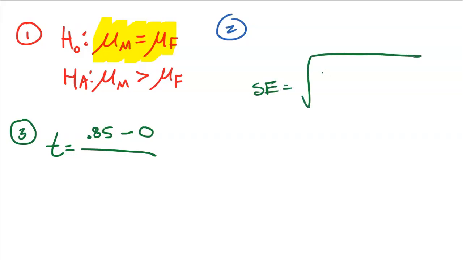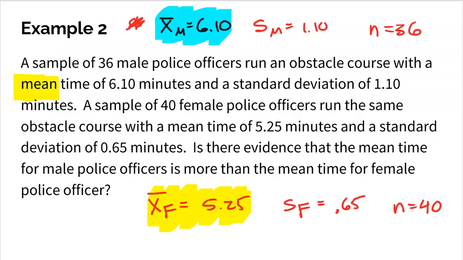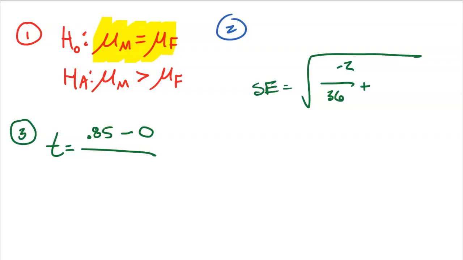It is the standard deviation for the men, 0.65 squared, divided by the sample size for the men, 36, plus the standard deviation for the females. Actually, I have that backwards. Oh my gosh. This is the importance of checking your work. Lucky I just did. The standard deviation, I'm going to go back to it to show you. The standard deviation for the men was 1.1. So I need a 1.10 there, squared divided by the 36 men, plus the standard deviation for the females was 0.65 squared, divided by the sample size for the females, which is 40.